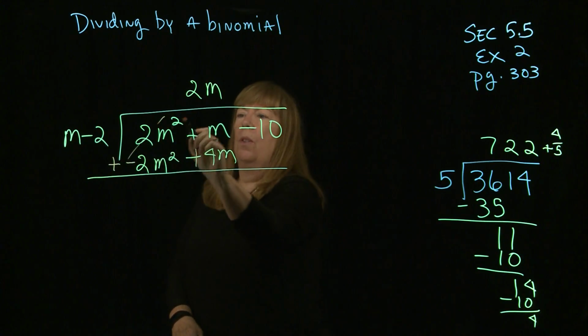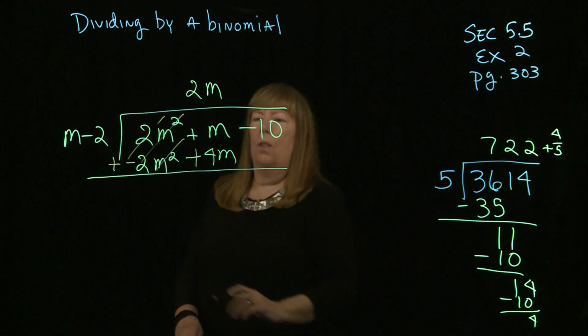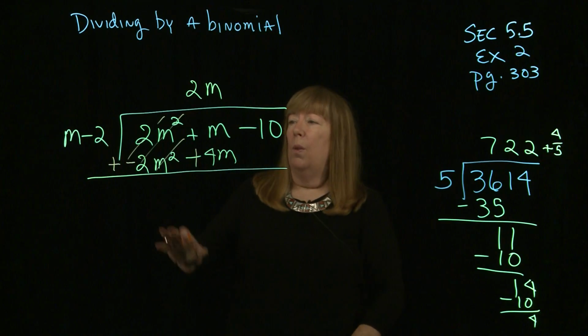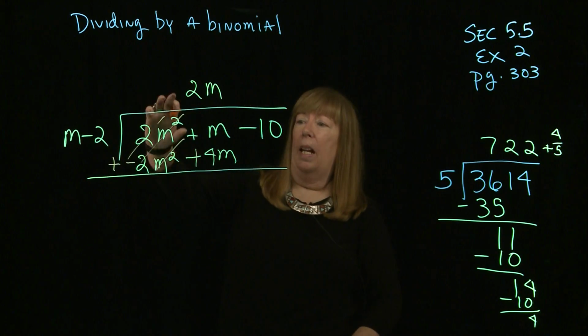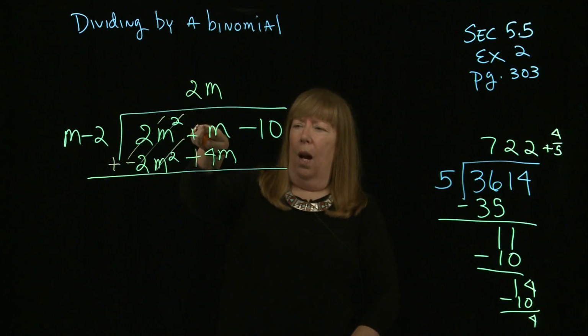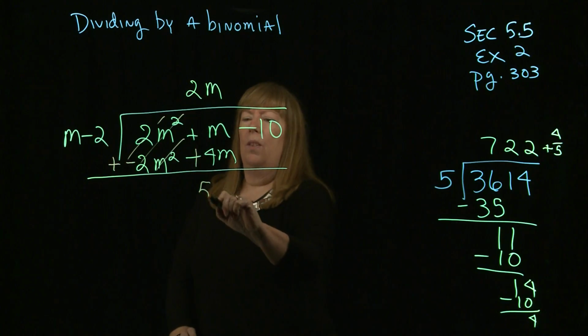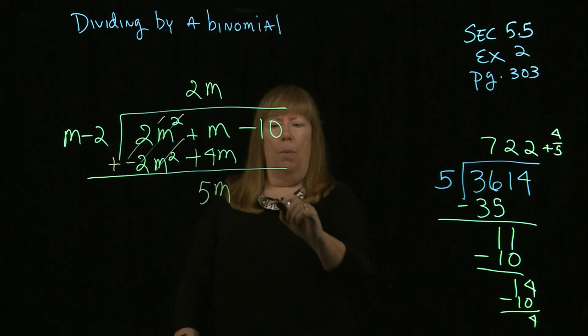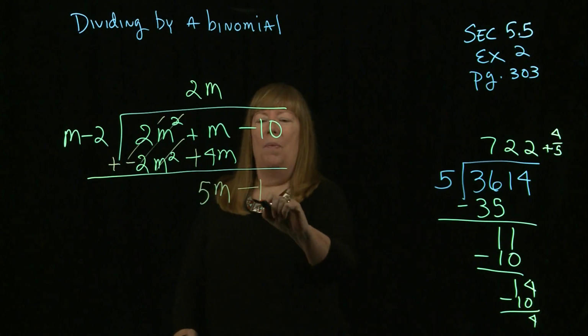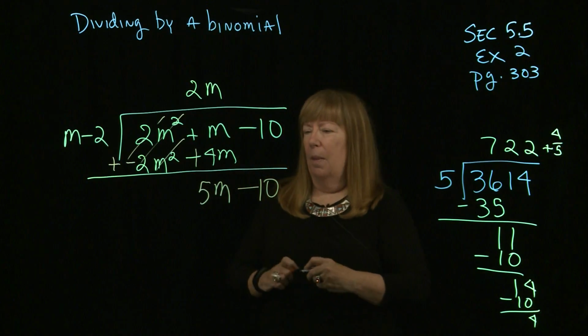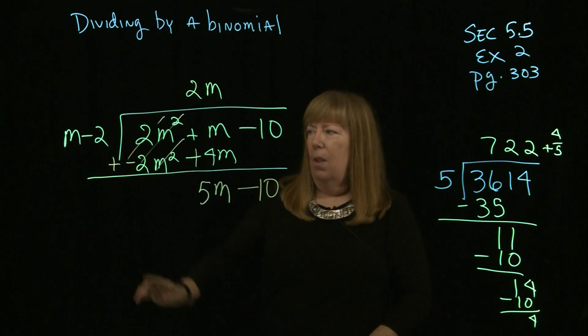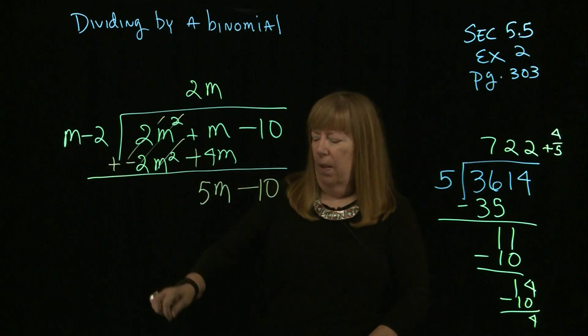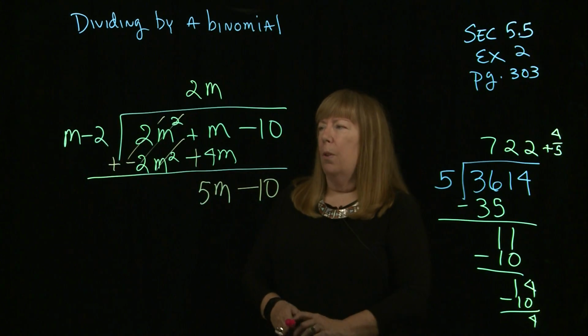And look what happens over here. These cancel out by design. The reason we picked that was so that these would cancel out. So now 1m plus 4m is 5m, and step 4 was bring down. Okay, so are we done? No, because this is still smaller than that, so we have to start over.